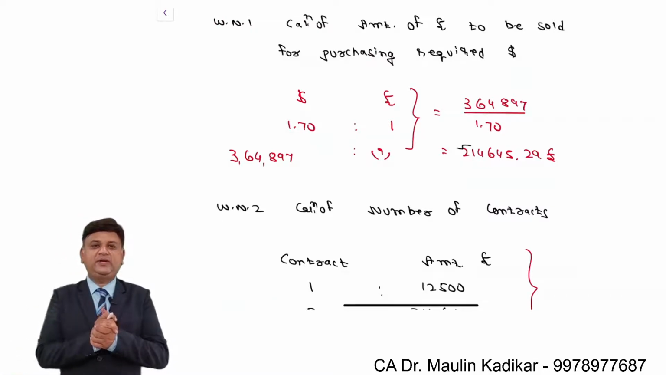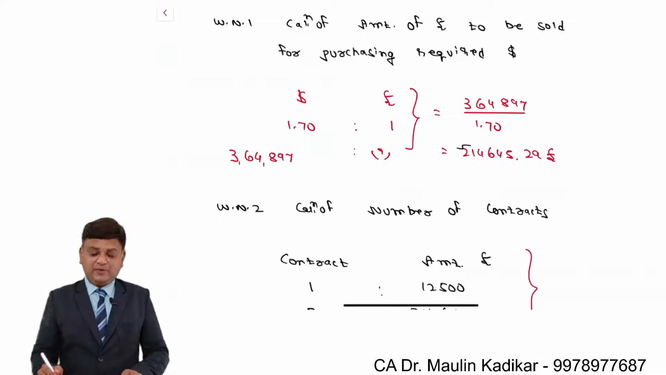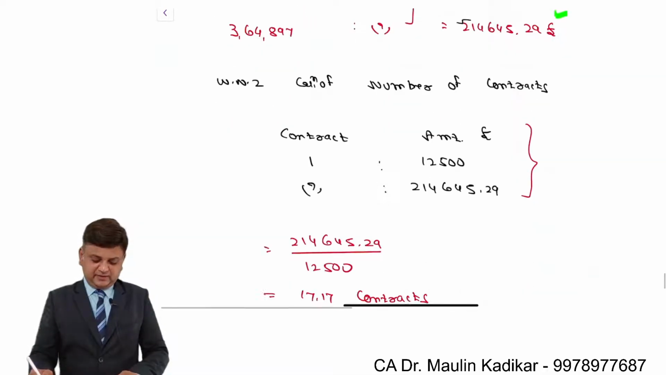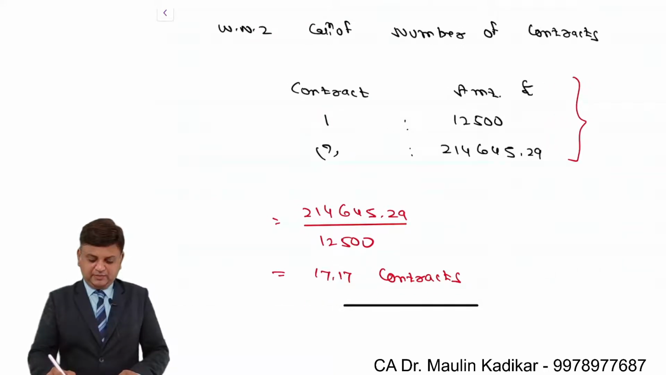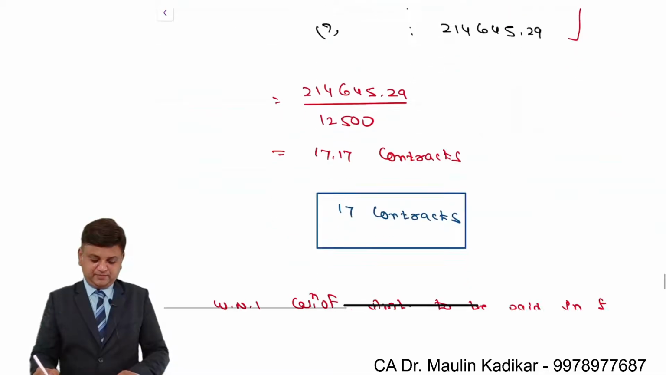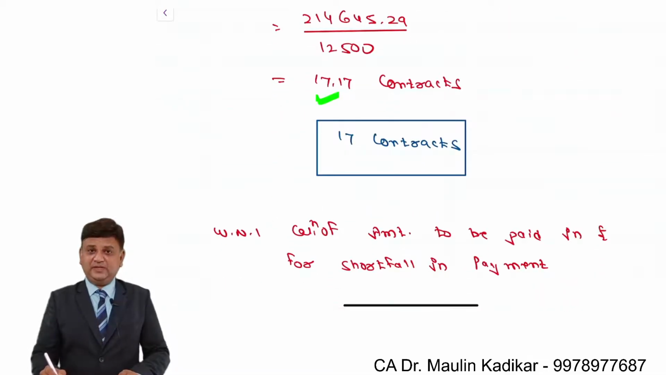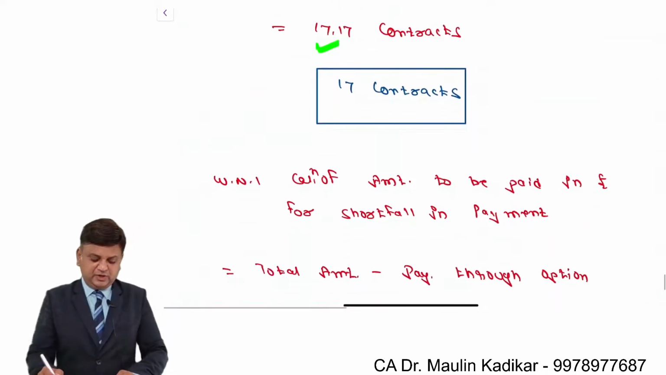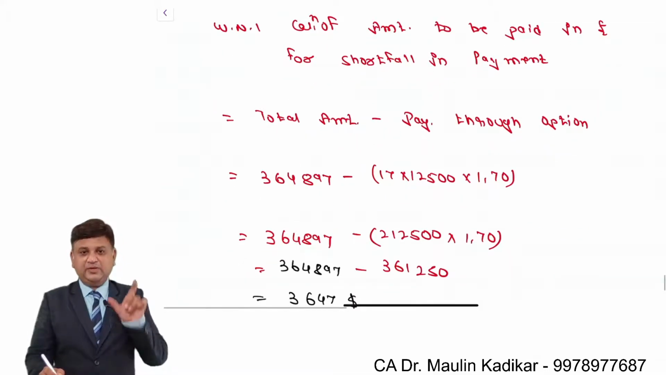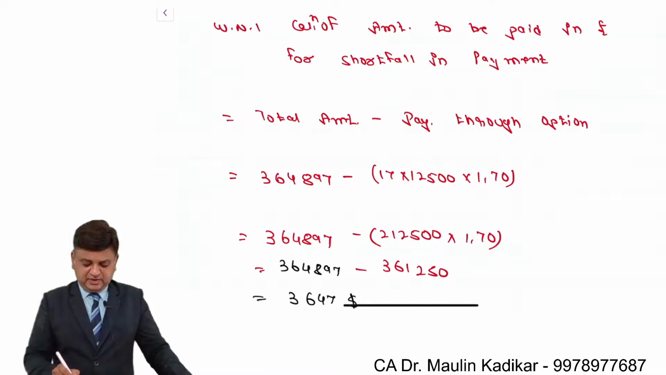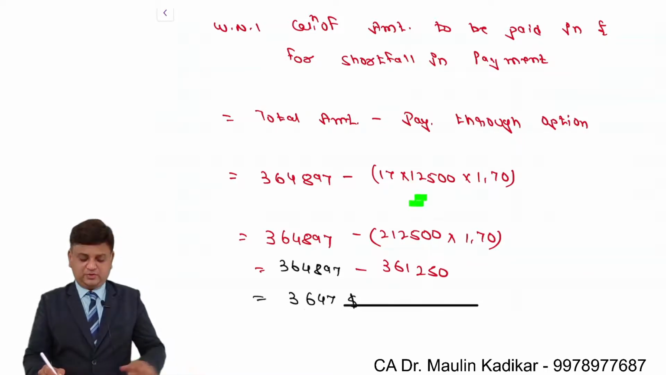Let us have a final summary of the answer. The first working note is the calculation of the amount of the pound which is supposed to be sold. It is 2,14,645.29. The second working note is the number of contracts which are supposed to be entered into, because the lot size is 12,500 pound. Number of contracts are 17.17. So we have entered into the lower number of contracts in the first method of doing the answer. Taking 18 is absolutely acceptable. The total amount is 3,64,897, and this is the amount paid through option contract.